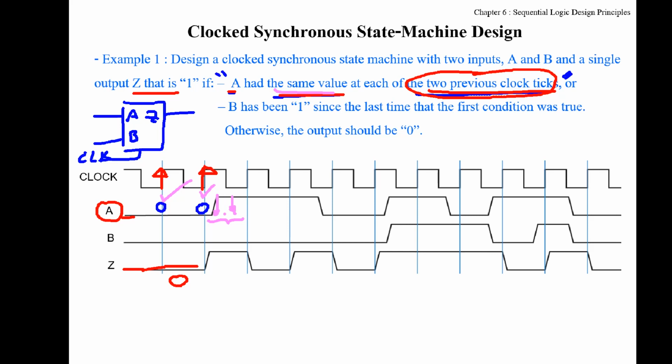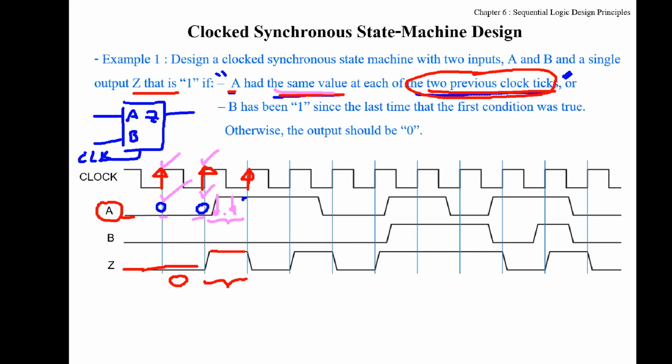The two previous clock ticks are this one and this one. So A is 0, 0, and this condition becomes true. That means output Z becomes 1 during this period of clock. And then when the clock ticks again, what happened?